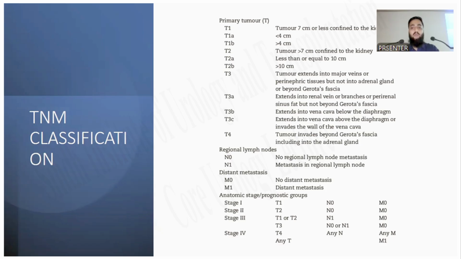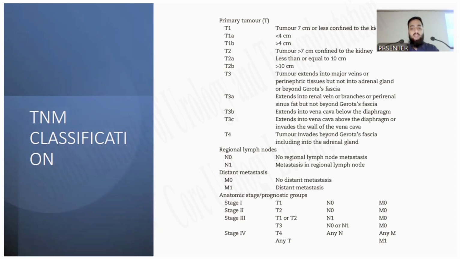In T3, tumor extends into major veins or perinephric tissues but not into the adrenal gland or beyond Gerota's fascia. T3A extends into the renal vein or its branches or perirenal sinus fat but not beyond Gerota's fascia. T3B extends into the vena cava below the diaphragm, and T3C extends into the vena cava above the diaphragm or invades the wall of the vena cava. T4, tumor invades beyond Gerota's fascia, including into the adrenal gland.